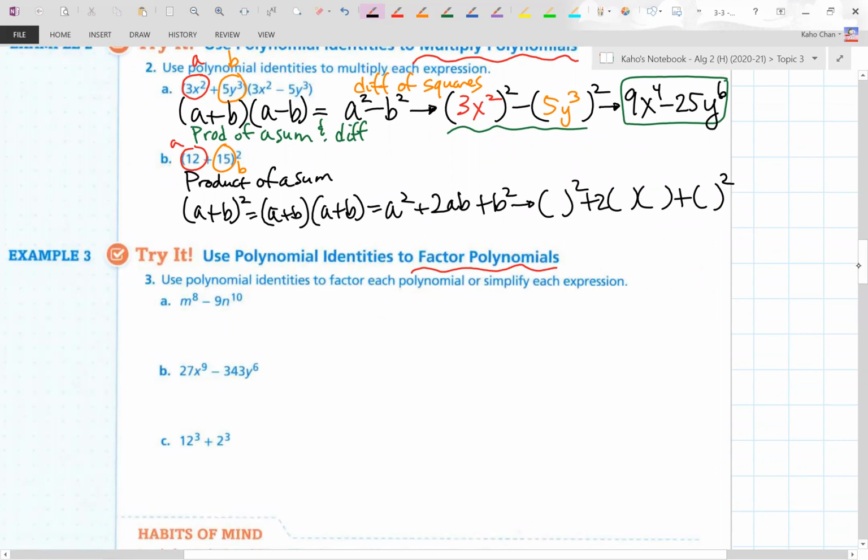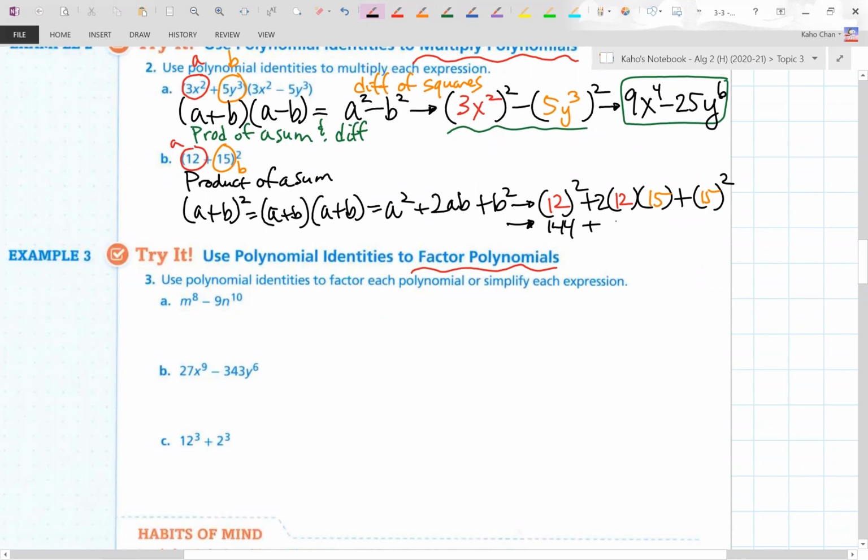All right, a is 12. Put that in those spots right there and right there. B is 15. Put it right here and right there. And simplify it. That's it. 12 squared is 144.